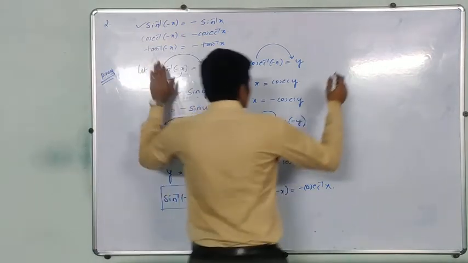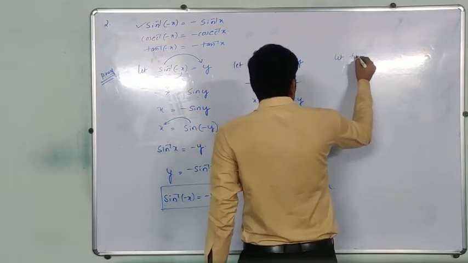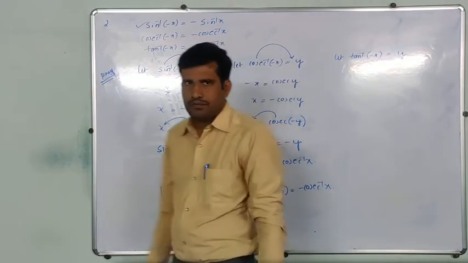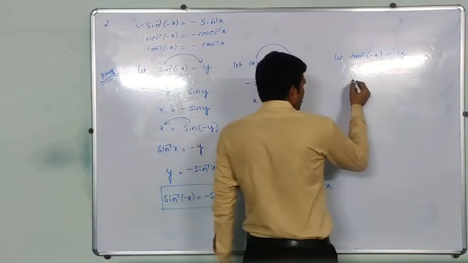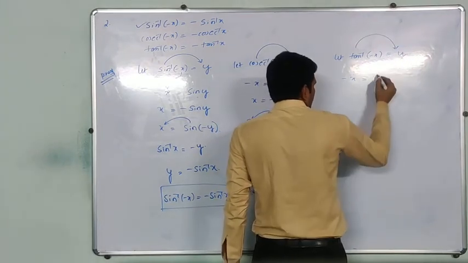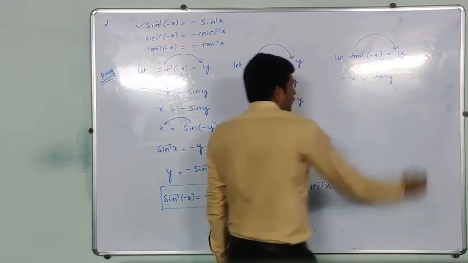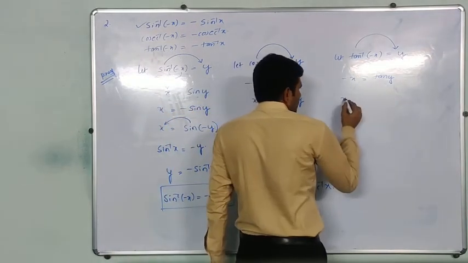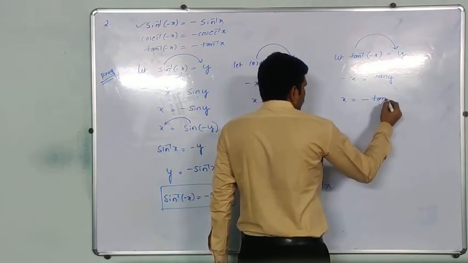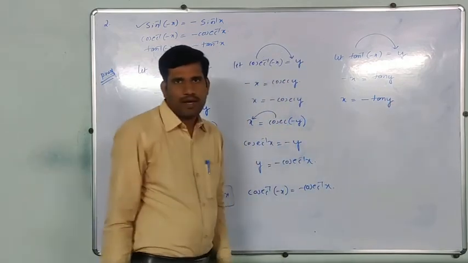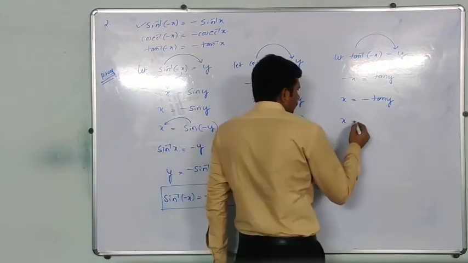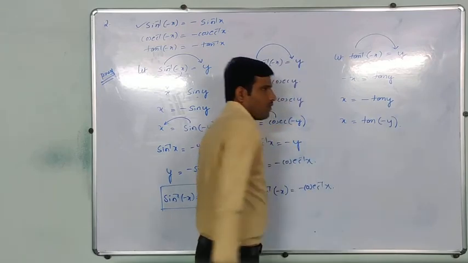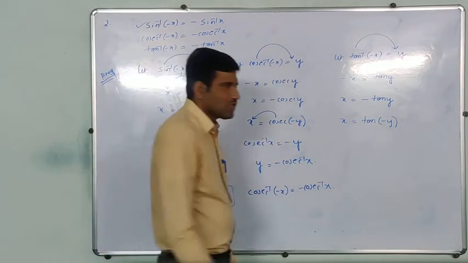Similarly, for the third one, let tan inverse of minus x be y. Then minus x is equal to tan y. Then what is x? x is equal to minus tan y, multiplying by minus. I can write it as tan of minus y.